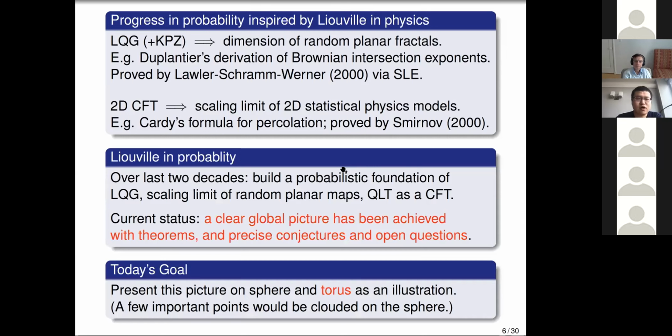Over the last 2 decades, there has been an ongoing effort in probability to build a probabilistic foundation for the concepts of Liouville quantum gravity, the scaling limit of random planar maps, and quantum Liouville theory as a conformal field theory. And the current status is that we have achieved a pretty clear global picture with precise theorems, conjectures, and open questions. My goal today is to present this picture on both the sphere and torus. I'm highlighting the torus because a few important points will be clouded if we only focus on the sphere.